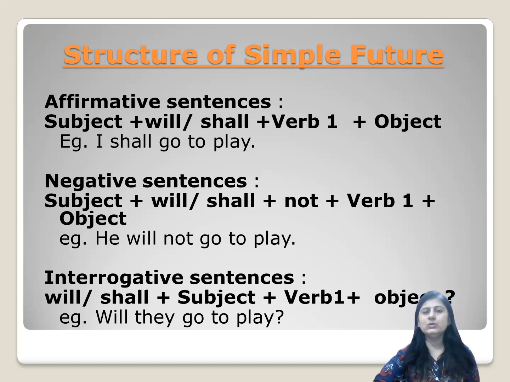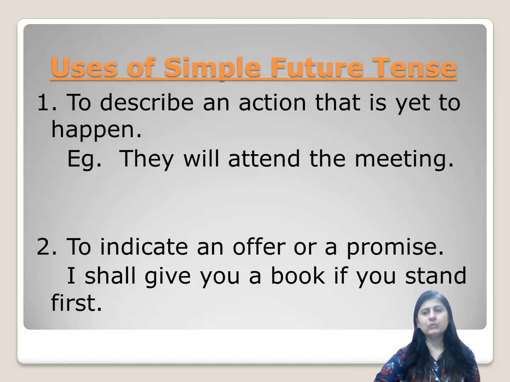Now let us see where to use simple future tense. It is used to describe an action that is yet to happen, something which has not happened till now, like they will attend the meeting. Or to indicate an offer or a promise which is to be fulfilled in future, like I shall give you a book if you stand first. So this is a condition or a promise to be fulfilled in future. So these were the uses of simple future tense.